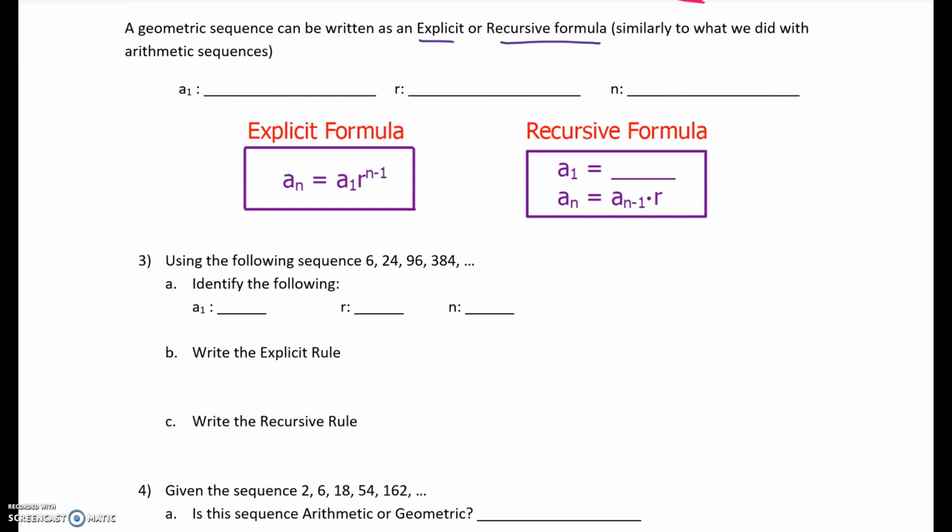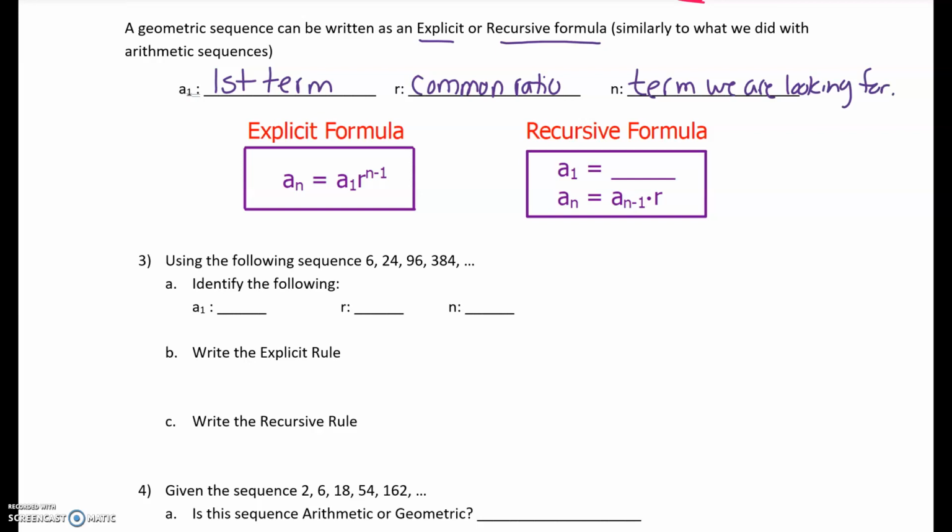A sub 1, just like before, is going to be the first term. R is going to be the common ratio that we just talked about. And N is going to be the term that we are looking for.